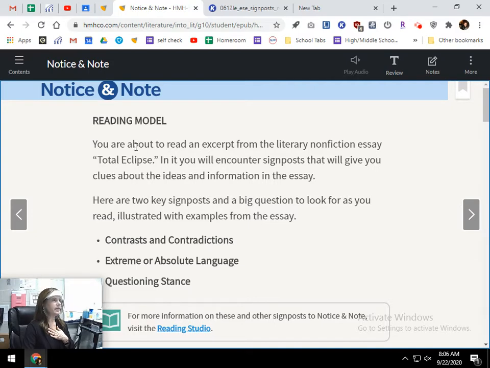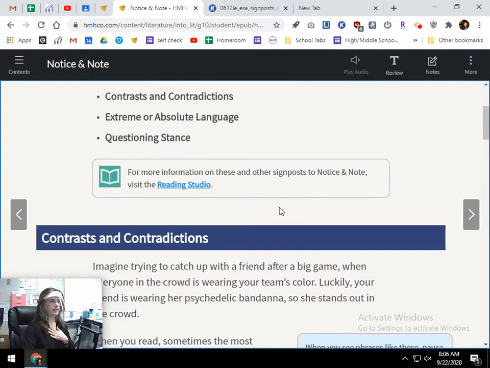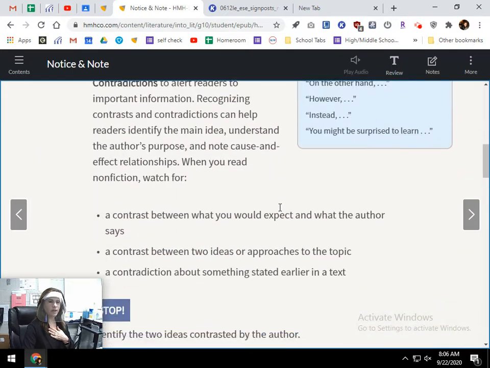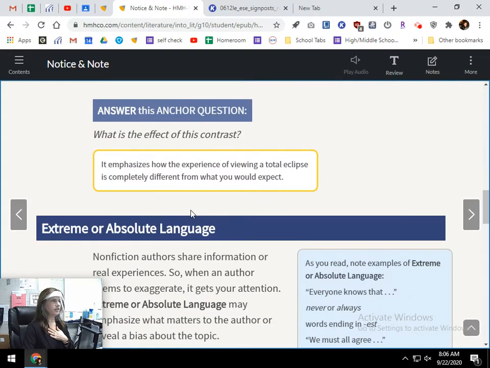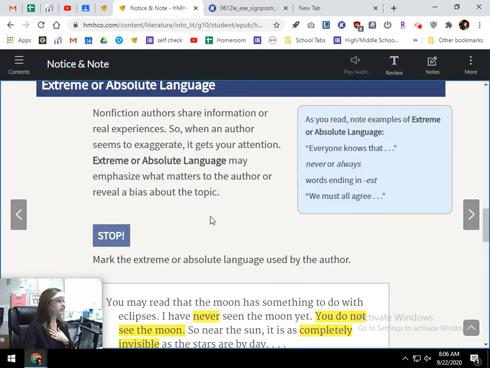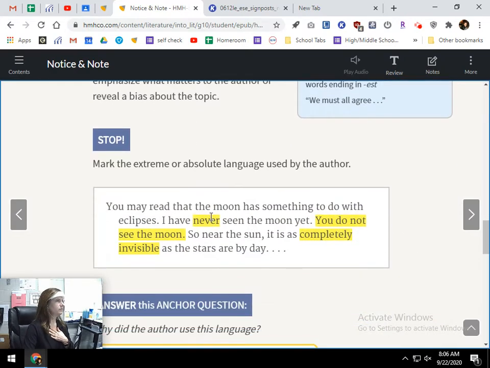So this is a reading model on this page. All I'm going to ask you to do possibly is take some notes. At first I was confused by why it says do this and then it's already done for you. Guys that are in here, is this already done for you? Scroll down.